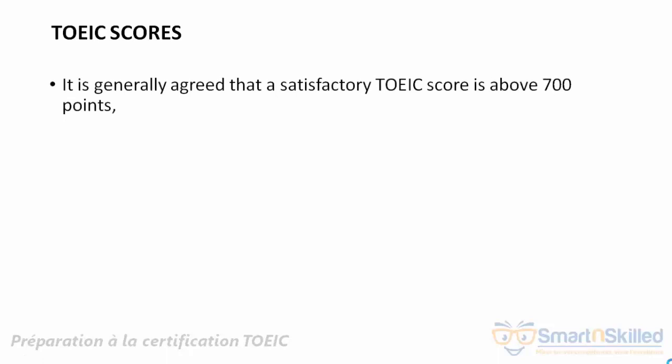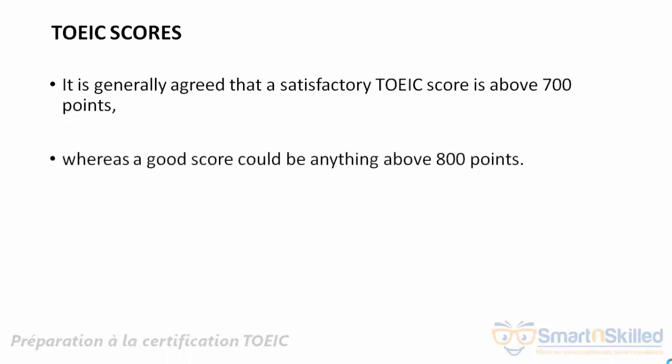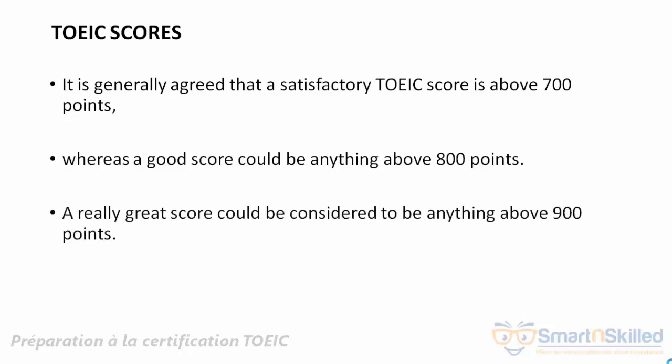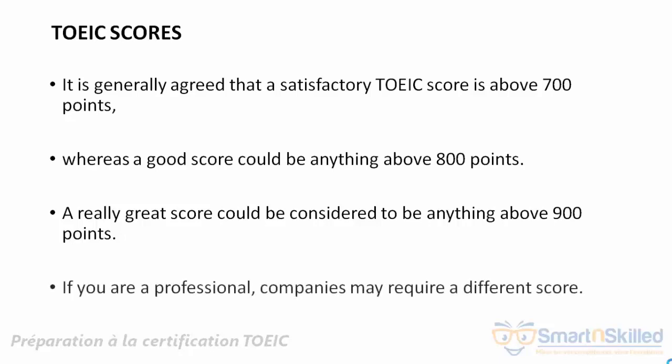It is generally agreed that a satisfactory TOEIC score is above 700 points, whereas a good score could be anything above 800 points. An excellent score could be considered to be anything above 900 points. Évidemment, pour résumer, donc un minimum de 700 et un score de 900 serait l'idéal. If you are a professional, companies may require a different score.